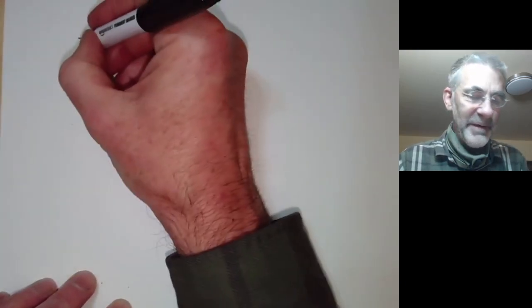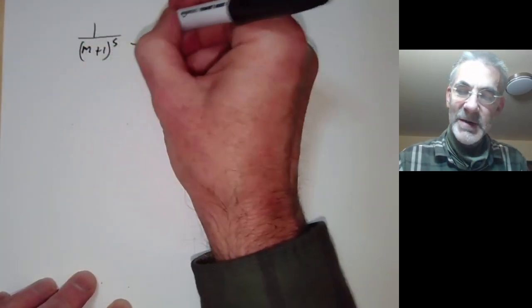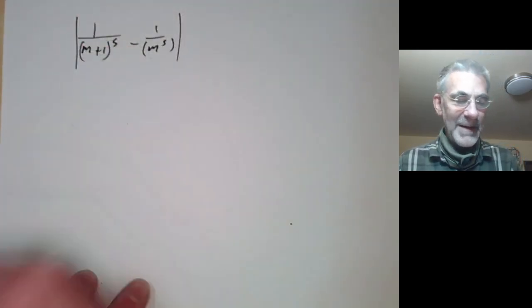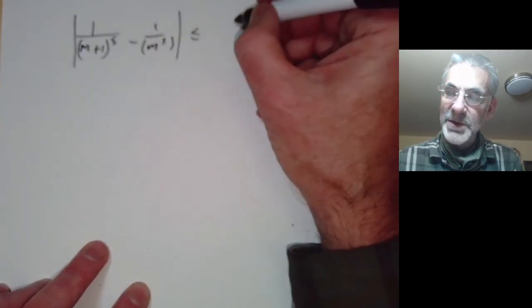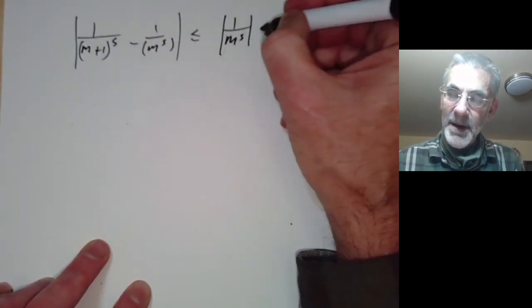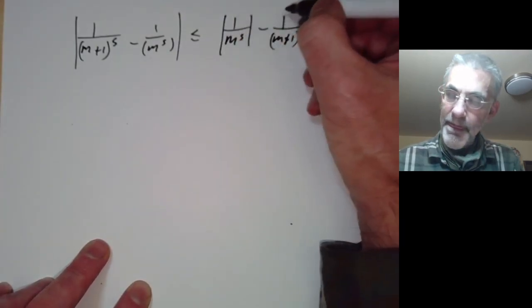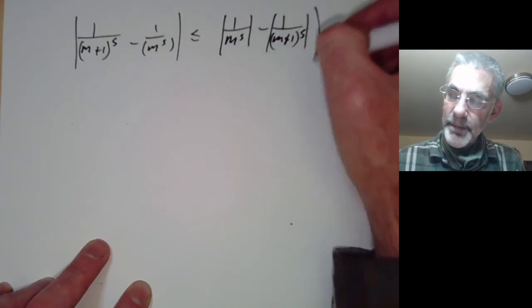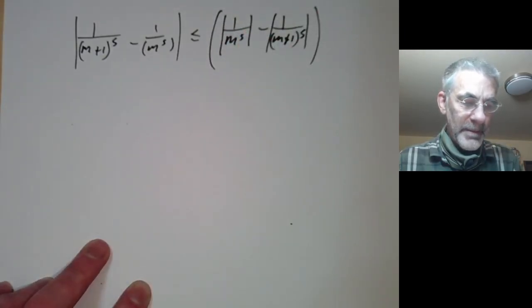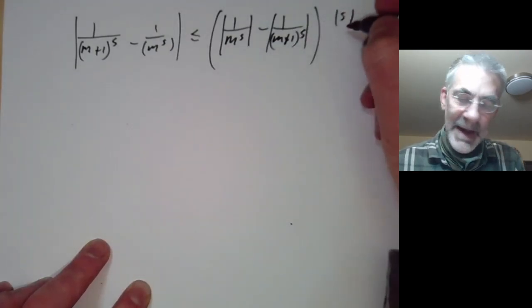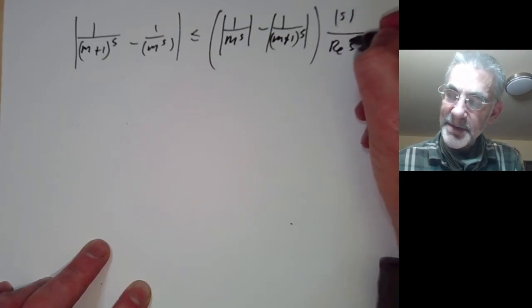So the next estimate we need is an estimate for the sum of 1 over m plus 1 to the s minus 1 over m to the s. And we want to estimate the absolute value of this. And I want to show it's less than or equal to 1 over m to the s minus 1 over m plus 1 to the s times s over the real part of s.